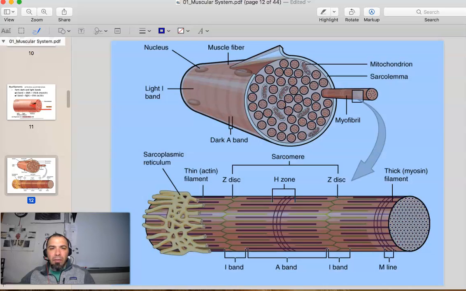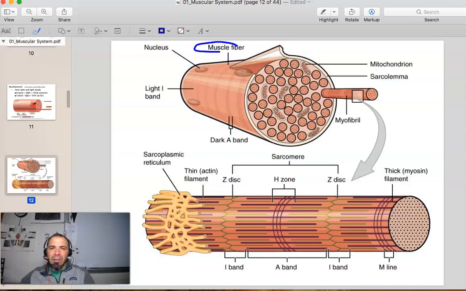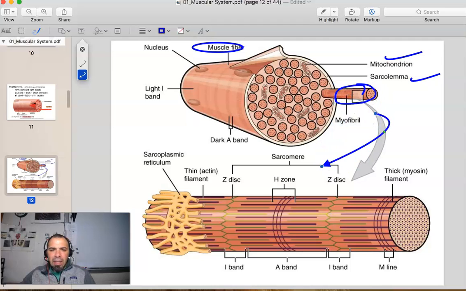So here's the muscle fiber. There's your muscle fiber. We talked about the mitochondria. There's your sarcolemma. What this is showing you is that we take this piece and make it much smaller. We're going to draw our arrow down, and this is just showing you this piece zoomed in.